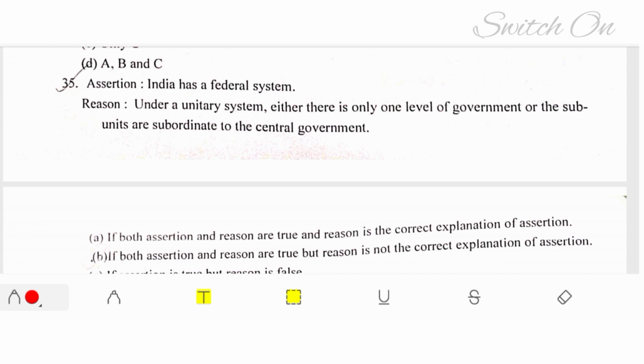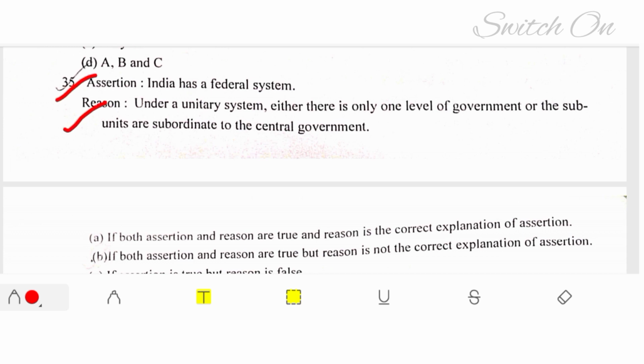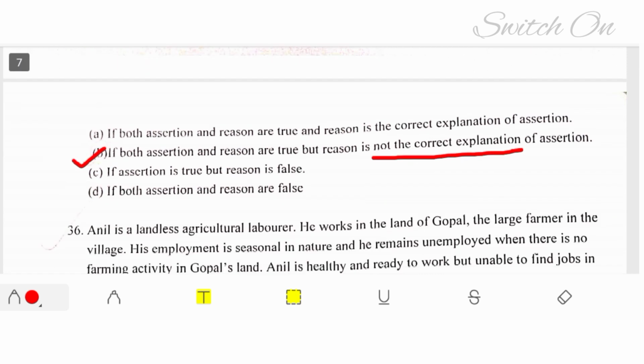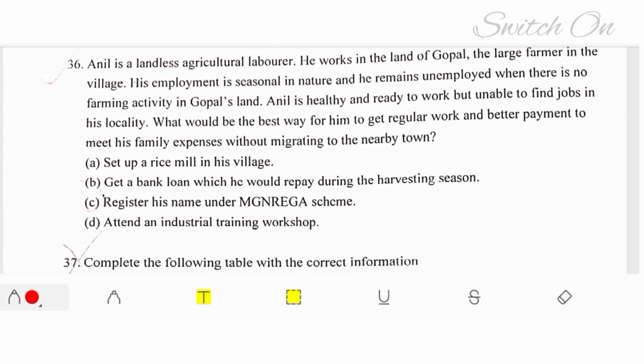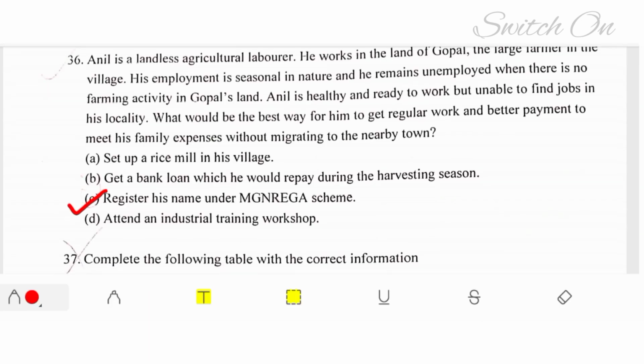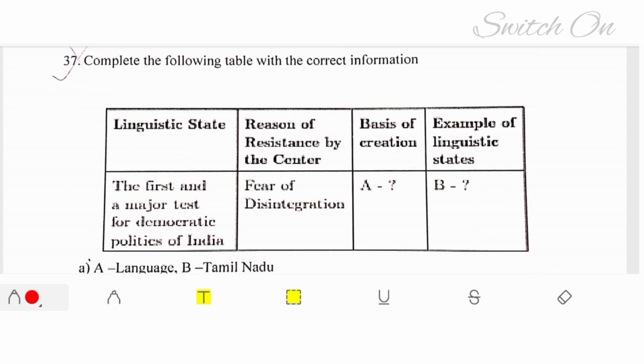Question number 35. Assertion. India has a federal system. Reason. Under a unitary system, there is only one level of government. So both are true, but it's not the correct explanation of the assertion. Question number 36. So for this question, you can pause the video and read the question and then continue the video. Answer is option C. He has to register his name under the scheme.